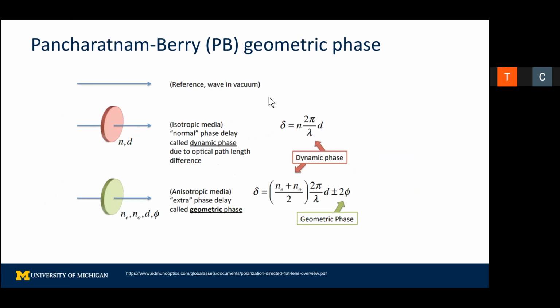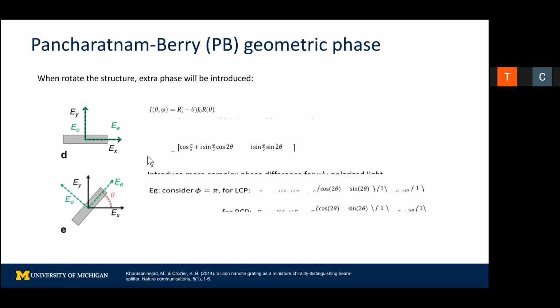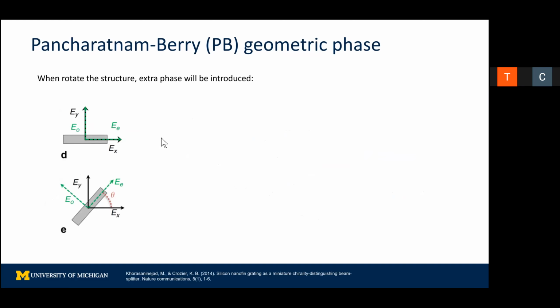Another type is called the geometric phase, where it says that in the anisotropic media, an additional phase delay will be introduced. And the interesting thing is, if you use this geometric phase, you do not need to change your structure, but instead you can just rotate your structure, and boom, you will get different phase.